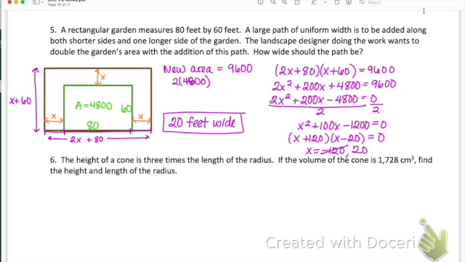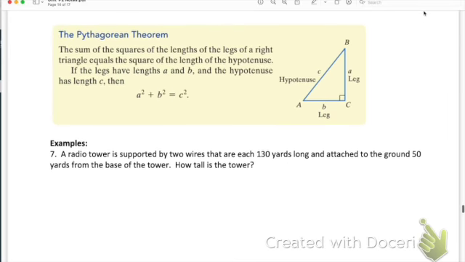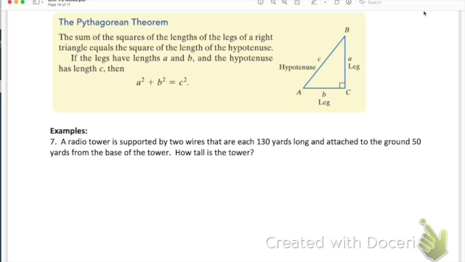Number 6 is another one that's just practice using a formula. So I'm going to let you look that one up on the PDF document yourself. Let's look at one where we have to use the Pythagorean Theorem. Remember from geometry, the Pythagorean theorem: a squared plus b squared equals c squared. This one is going to typically introduce a quadratic as well.